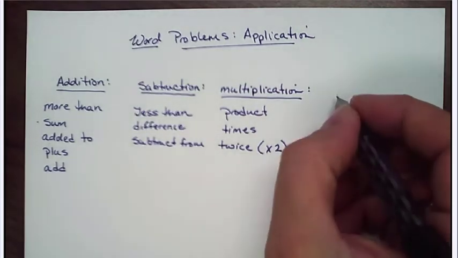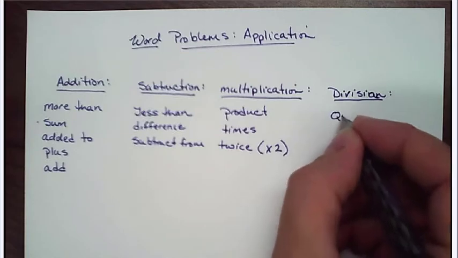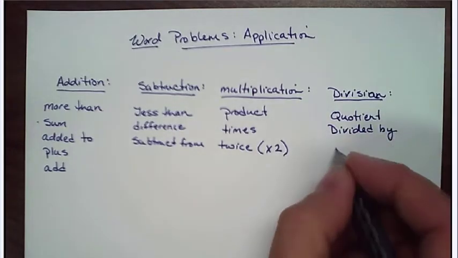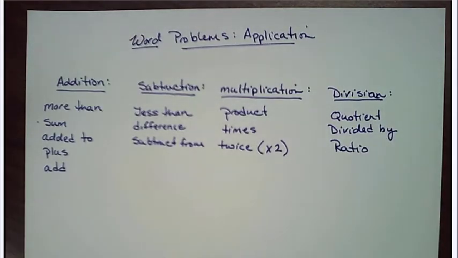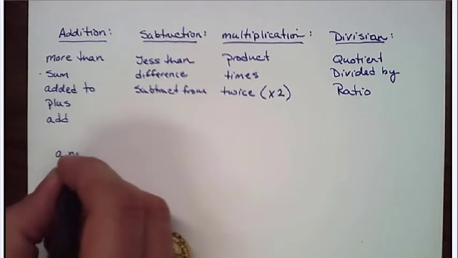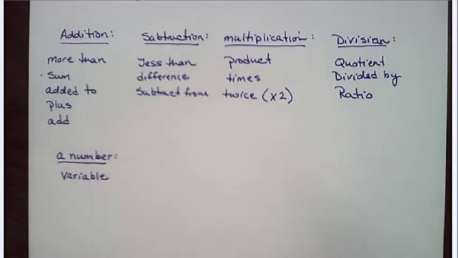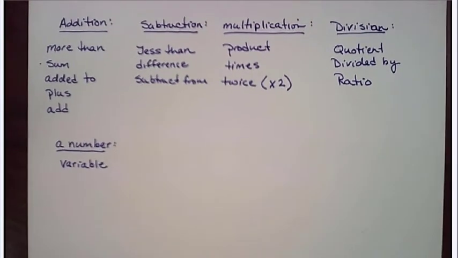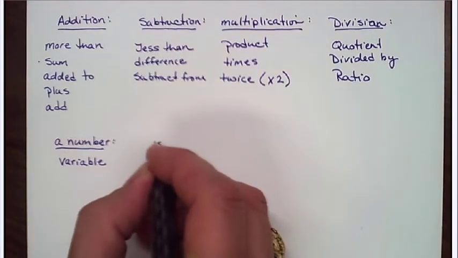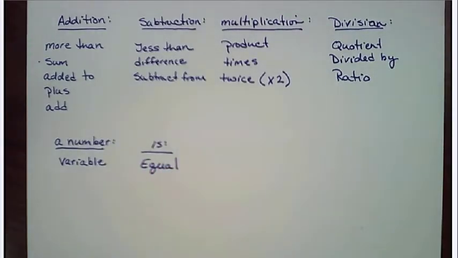Okay, and then for division, you're looking for quotient, divided by, and even ratio. Ratio means division. And then if you ever hear in a problem something say a number, but it doesn't tell you what that number is, all it's asking for is some sort of a variable. That can be X, Y, P, Q. This section is going to tell you which variable to use, but it doesn't always have to be that way. And then is traditionally means equal. Okay, if you hear the sum of two numbers is, that traditionally is a sign for equal.